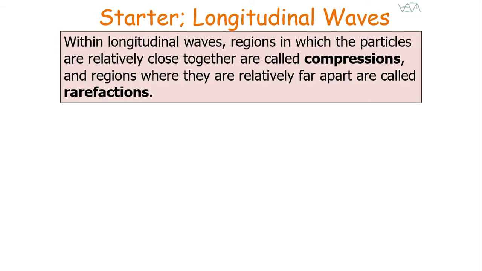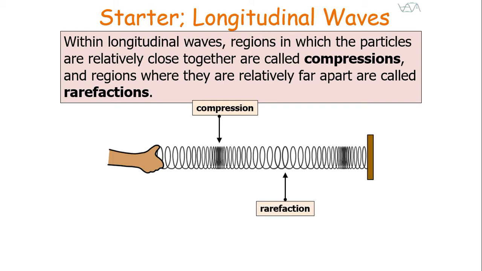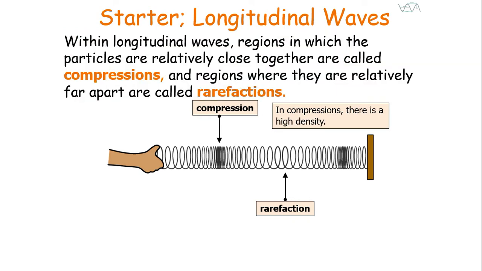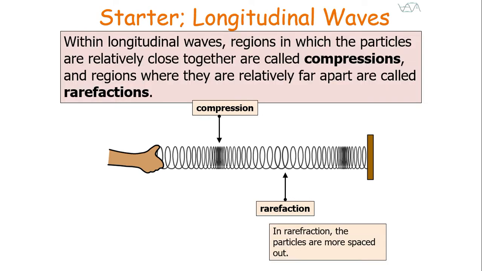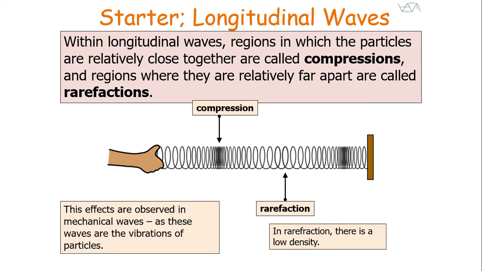Now, within longitudinal waves, regions in which the particles are relatively close together, where there's a high density, are called compressions, and the regions where the particles are relatively far apart, where there's a low density, are called rarefactions. So as a result, you've got compression, rarefaction, compression, rarefaction. So in compressions, the particles are very close together, so we can say that there's a high density, whilst in a rarefaction, the particles are more spread out. So in the rarefaction, there is a low density of the wave.